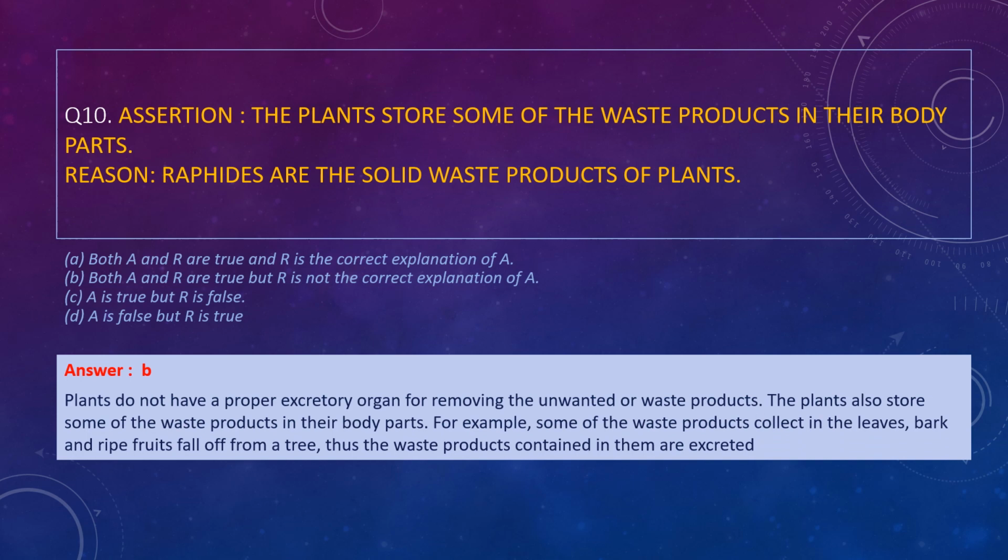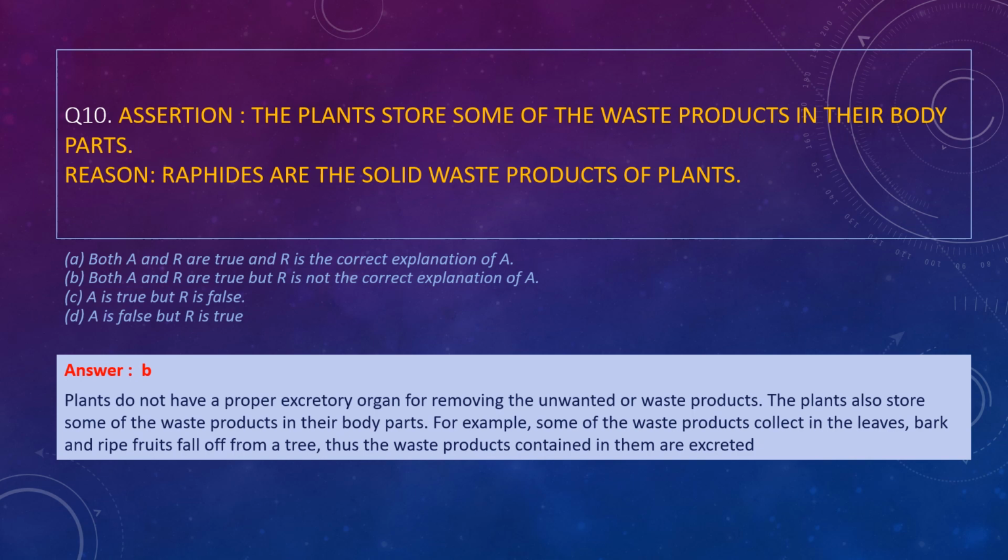Plants store some of the waste products in their body parts, and raphides are the solid waste products of the plant. The first statement is true. The second statement also is true. But the second statement is not the reason for the first statement. So why plants store some of the waste products in their body is because they do not have a proper excretory organ for removing unwanted waste products.